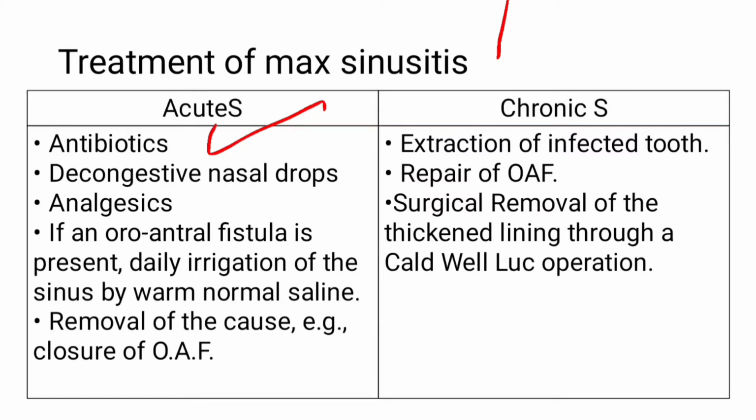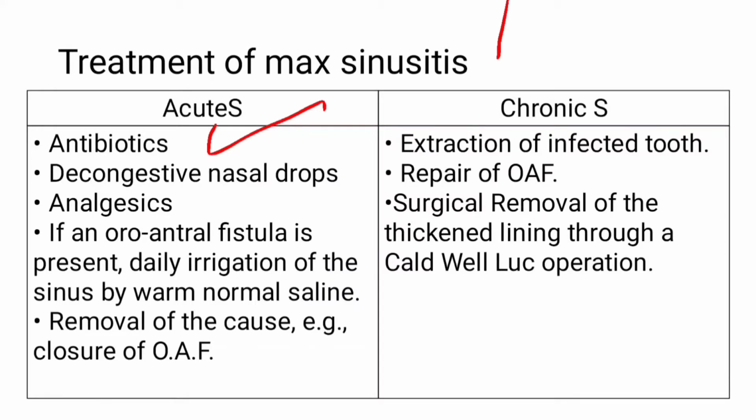by warm normal saline, and removal of the cause, as we said, like closure of the fistula and removal of the infection. In chronic sinusitis, we perform extraction of the infected tooth with sinus enucleation, sinus cyst or periapical infection enucleation. Repair the fistula as well. Surgical removal of the sinus lining through the Caldwell operation, which will also be discussed later, involves removal of the sinus lining and promotes healing through formation of new healthy sinus lining.